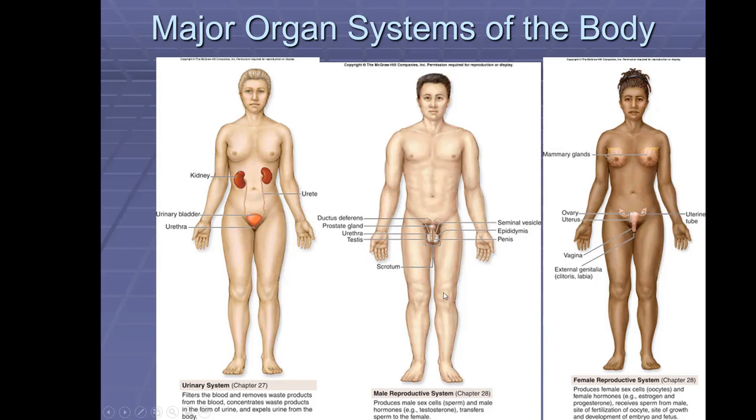Then we have the reproductive system, male versus female. In the male reproductive system, the key organ is going to be the testes. In the female, it's going to be the ovaries, and the function of both is going to be reproduction. So that gives you a quick overview of where we're going to go in this class.